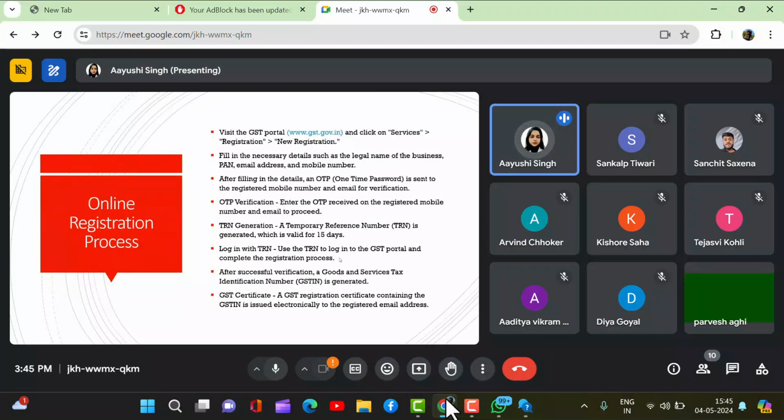We have to file the PAN, the legal name of the business, email address, and mobile number, then we get an OTP. After verification of the OTP, a TRN is generated, that is a Temporary Reference Number, which is valid for 15 days. We have to log in with the TRN through the GST portal to complete the registration process. Upon successful verification of all the documents, we get the GSTIN, which is generated, and we get the certificate directly at our email address.